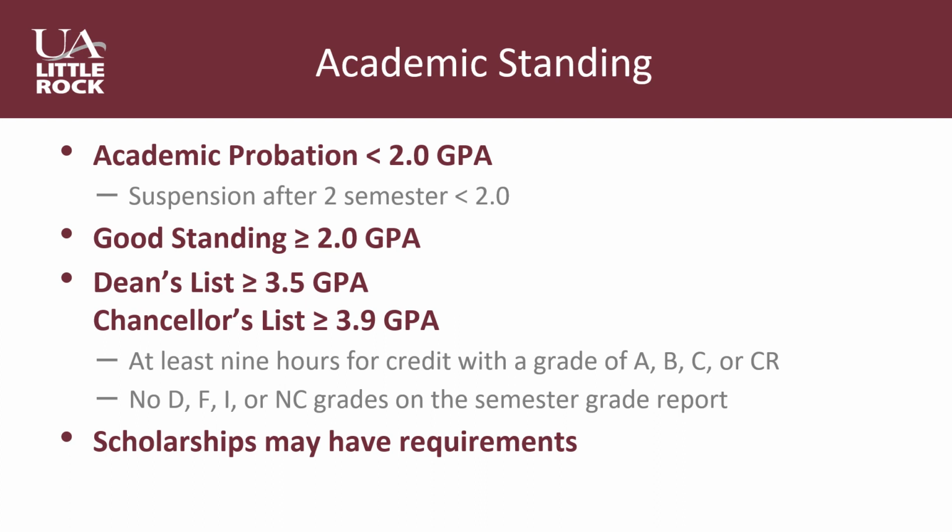Students who earn a 2.0 cumulative GPA or better will be on good academic standing. Students who earn a 3.5 GPA or better for any semester in which they took at least 9 credit hours and did not earn any grades of D, F, incomplete, or no credit will be placed on the Dean's List for that semester. Students who earn a 3.9 GPA or better for any semester under the same circumstances will be placed on the Chancellor's List for that semester.